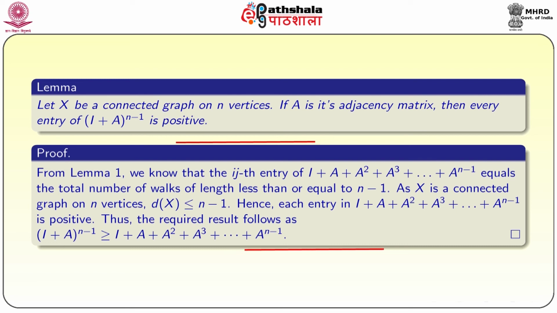Thus, the result follows from the fact that (I plus A) to the power n minus 1 is greater than or equal to I plus A plus A squared and so on up to A to the power n minus 1. Here one has to define what greater than or equal to means. How are we defining greater than or equal to among matrices? It is simply that the ijth entry in (I plus A) to the power n minus 1 has to be greater than or equal to the ijth entry of I plus A plus A squared and so on up to A to the power n minus 1. That means we say that A is greater than or equal to B if every ijth entry of A is greater than or equal to the ijth entry of B.